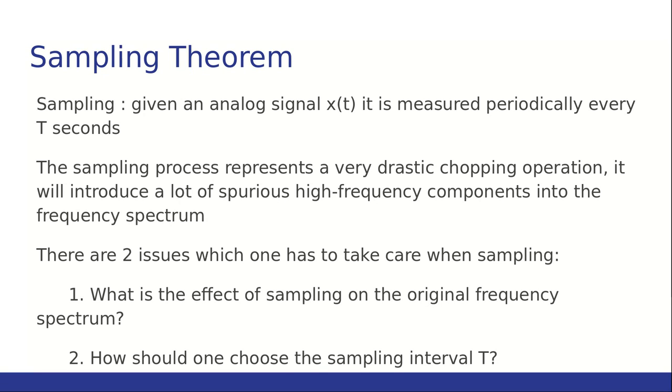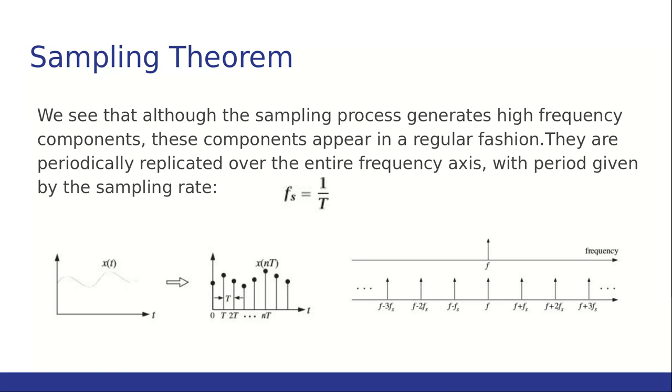So there are two issues one has to take care when sampling. They are, what is the effect of sampling on the original frequency spectrum, and how should one choose the sampling interval T? Let's discuss. So what we observe is that these new high frequencies f plus fs, f plus 2fs, etc. are periodic with a period of fs, where fs is 1 by T and it is called the sampling rate. It's the inverse of the time period between the samples.